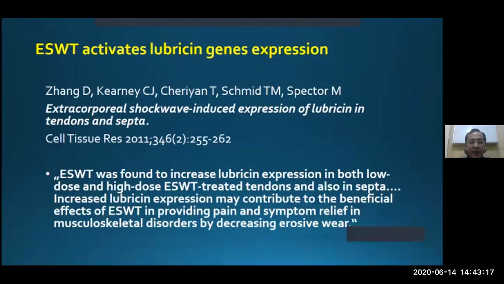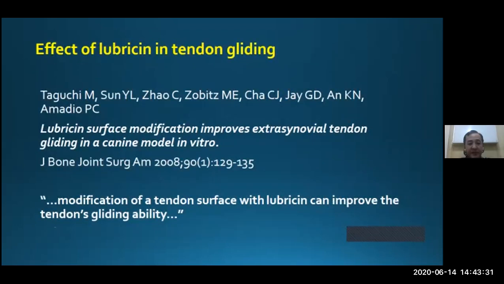Lubricin is very important in the musculoskeletal system, especially in the tendon, because it lubricates the tendon. It is produced within the fascia, so it's very important. This is the effect of lubricin in tendon gliding. Lubricin surface modification improves extrasynovial tendon gliding in a canine model in vitro. So lubricin will improve the tendon gliding ability.